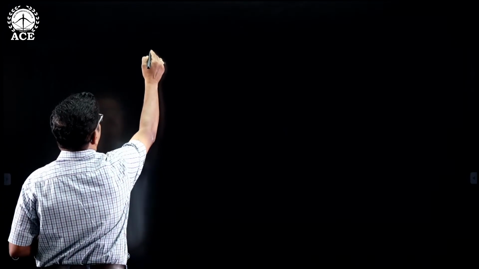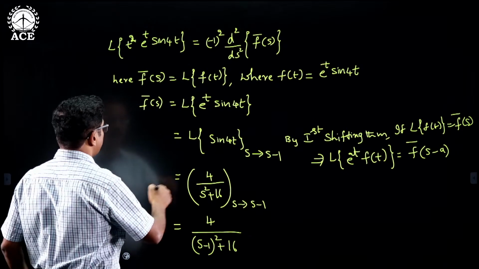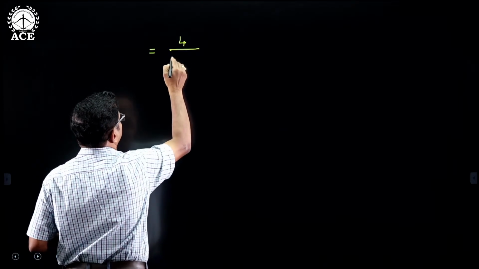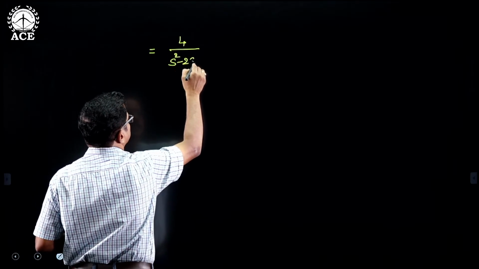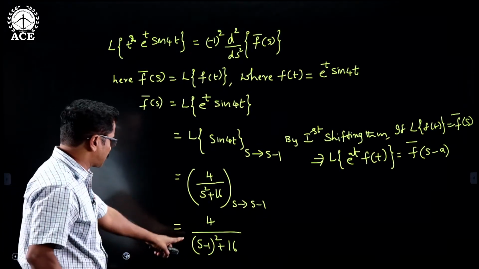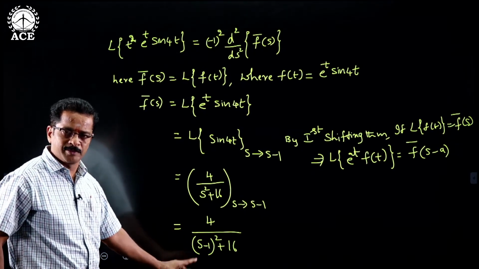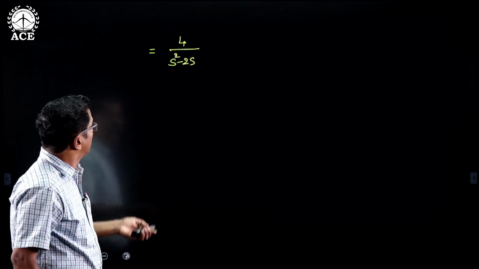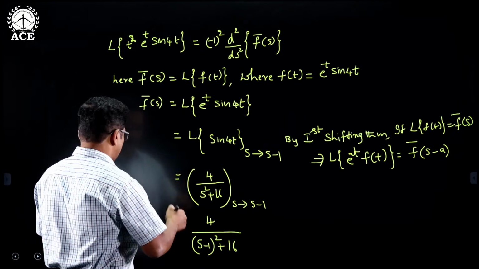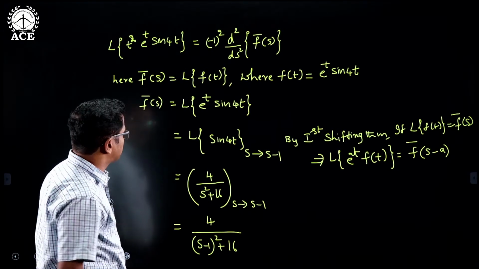So which is equals to 4 by s minus 1 whole square plus 16. So then 4 by s square minus 2s plus 1, plus 1 plus 16 means plus 17. S minus 1 whole square, a minus b whole square expansion, a square minus 2ab plus b square. So s square minus 2s and plus 1 plus 16 is going to be plus 17. Okay, this is f bar of s.